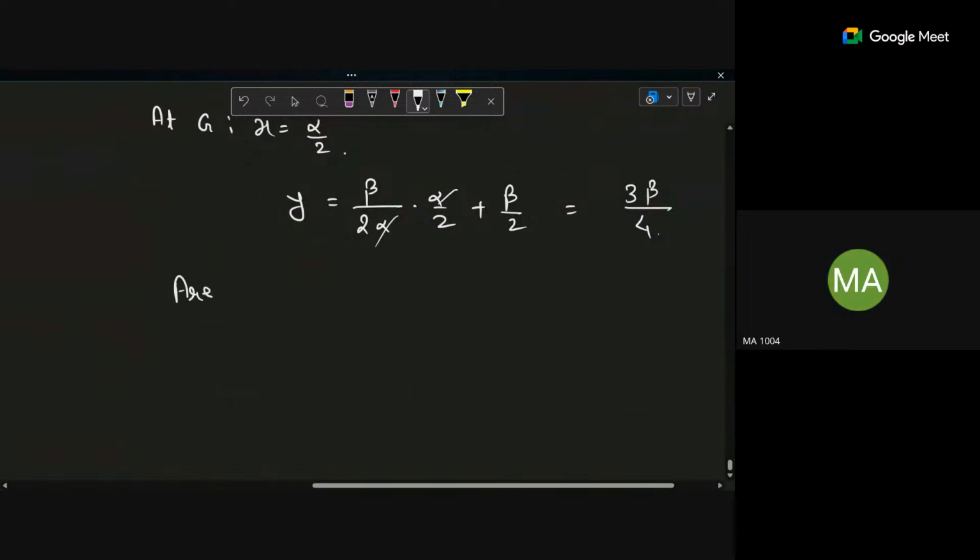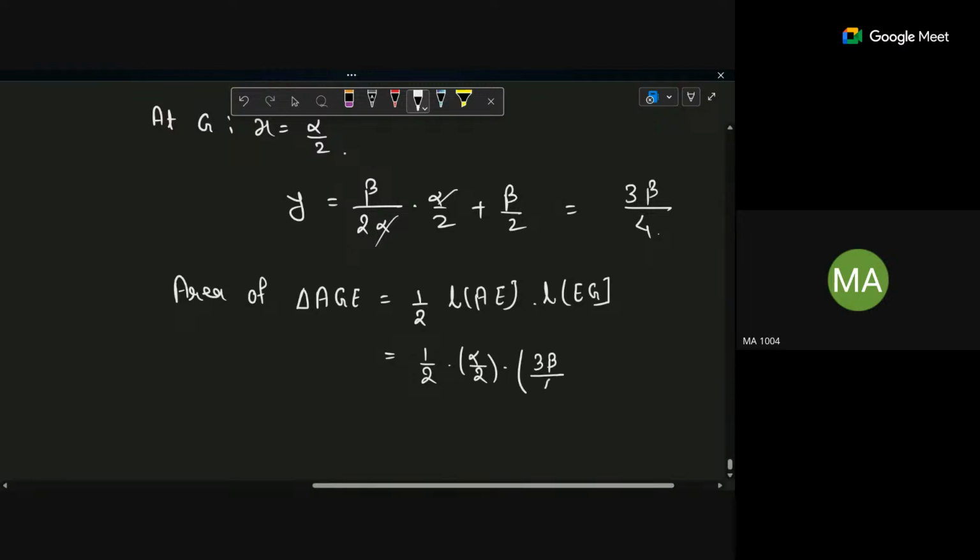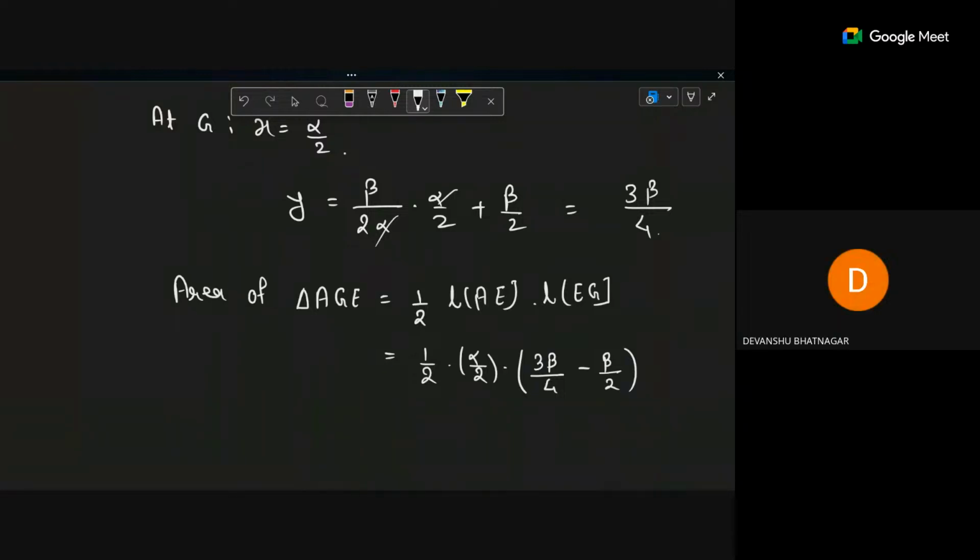So the area of triangle AGE will be 1 by 2 into length of AE into length of EG, right? So what's the length of AE? It's alpha by 2. And EG is 3 beta by 4 minus beta by 2. Is it fine? Yes, ma'am.